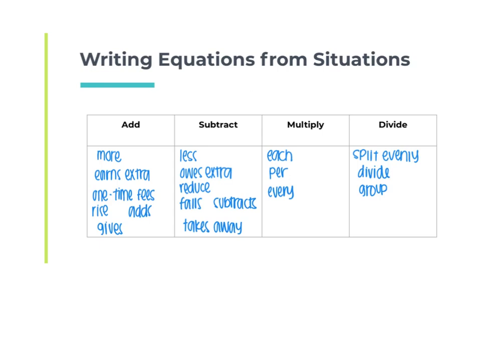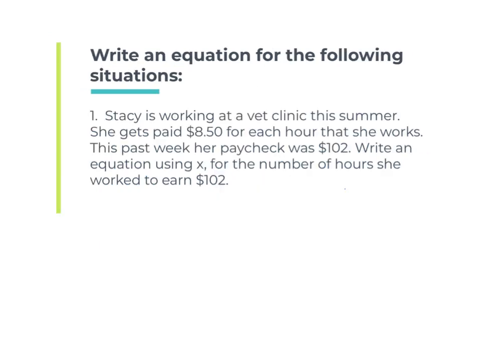For add, we have a few examples here: more, earns extra, one-time fees, rise, adds, gives. For subtraction, we have less, owes extra, reduce, falls, subtracts, and takes away. For multiply, we have 3 examples: of, each, per, and every. For example, every hour I earn $2. And then divide, we have 3 examples again: split evenly, divide, or group.